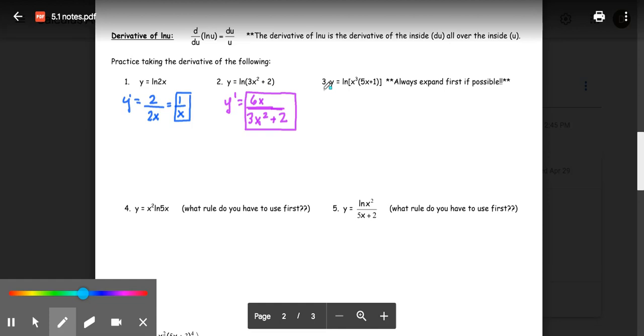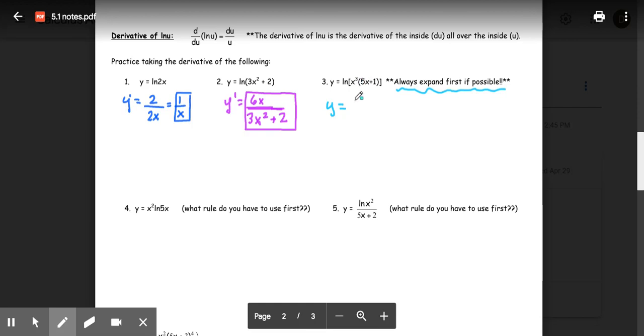The next one here, number 3, if you can, you always want to expand first because that'll make your life easier. I'm a calc teacher and I don't even want to derive this with product rule if I don't have to. So when you can, you expand it first. So we just learned this. When you have the natural log of a product, you do the natural log of the first factor plus the natural log of the second factor. You look to see if it's expanded fully. It's not. This exponent, where does it move? It moves in front. And now this is completely expanded.